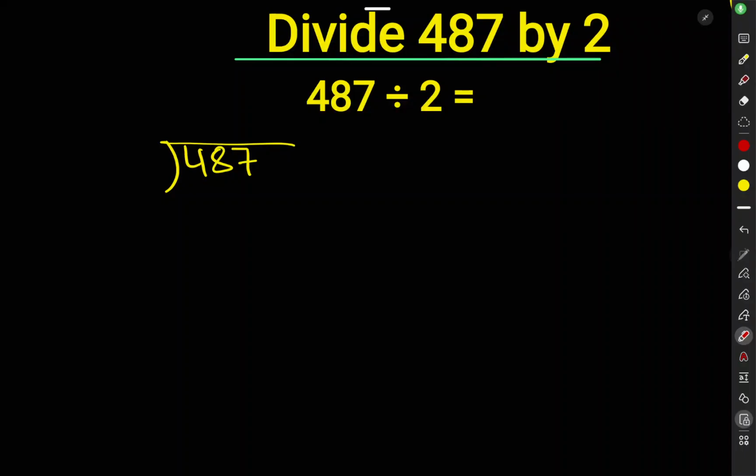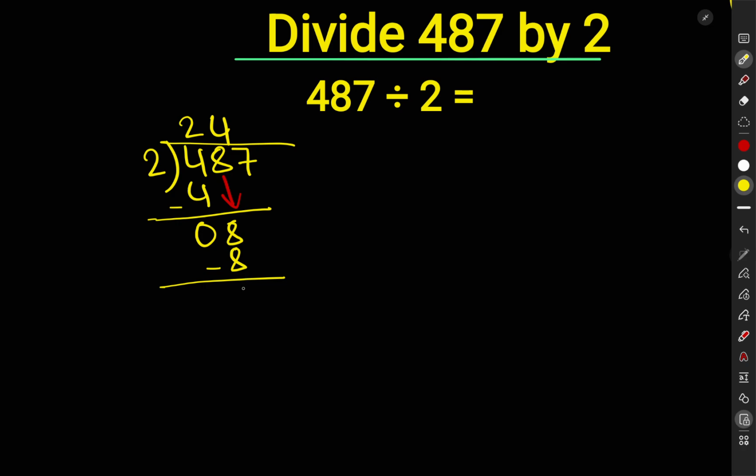We divide 487 by 2 in a long division method. 2 times 2 is 4. On subtracting it is 0. So we put down this 8 and 2 times 4 is 8. On subtracting it is 0.